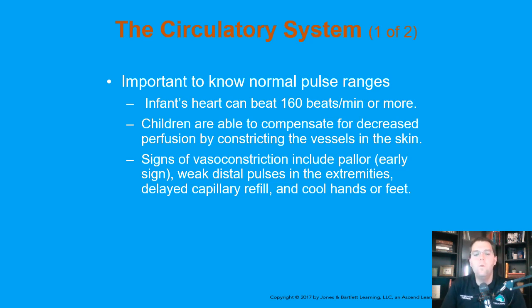You're going to see weak distal pulses in the extremities, okay? If you're feeling for a radial pulse on an older pediatric patient or a brachial pulse on a younger one, if those are weak, or if you see cool hands and feet, those are signs of peripheral shunting. Those blood vessels are constricting and trying to push blood back towards the core.